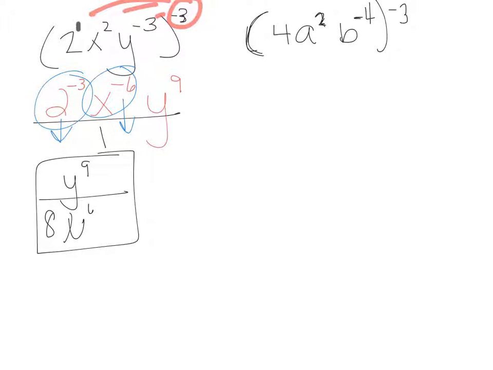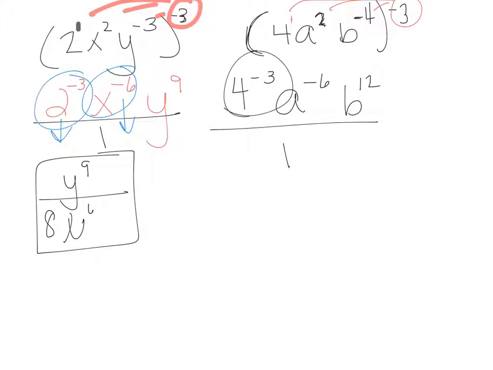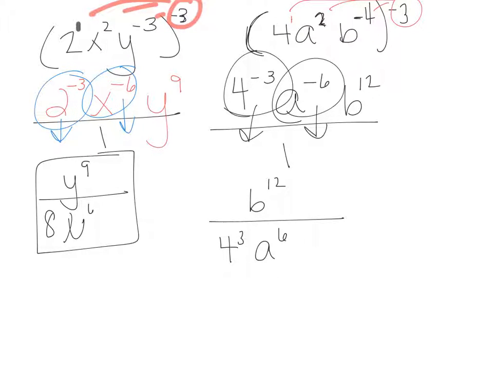So I know I have to distribute because I have a number outside. So I got to give this an exponent of 1 and distribute everybody inside. So I have 4 to the negative third, a to the negative sixth, b to the 12th, all over 1. Bring all my negative exponents down. So my final answer, b to the 12th over 4 cubed, a to the 6th. But I can clean that up a little more. 4 cubed, 64.